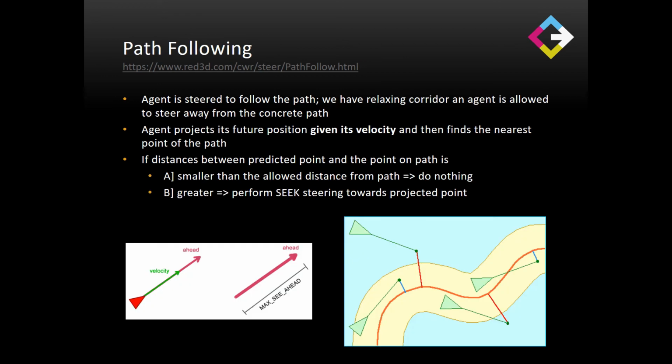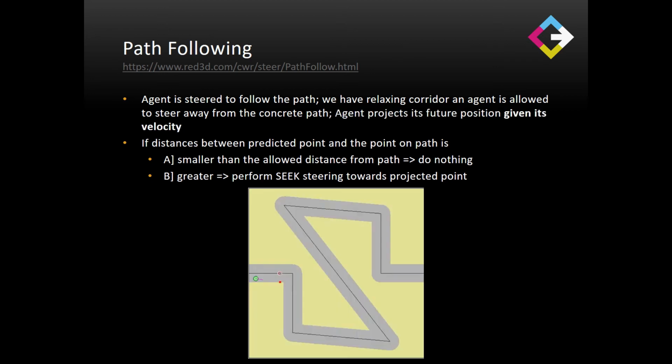Another highly useful steering behavior is path following, which works with a path as an input from the path following step. You define a corridor of how far the agent can steer from the path, or you establish this corridor given the path surroundings in the environment. And then you project the agent location into the future to see if it is going to stray from the corridor or not. If it will get away from the corridor, you perform seek towards the point you project onto the path. And the result looks quite good.